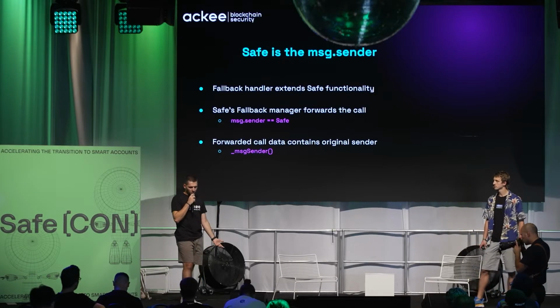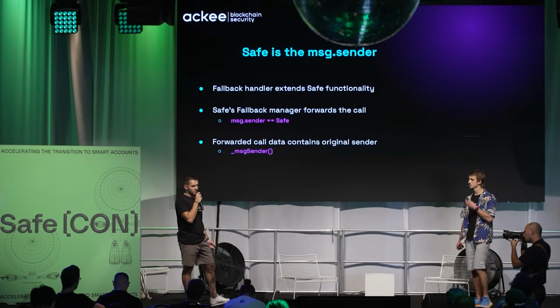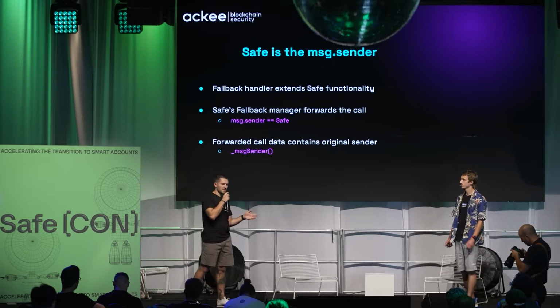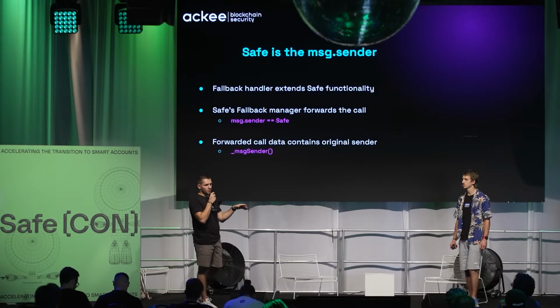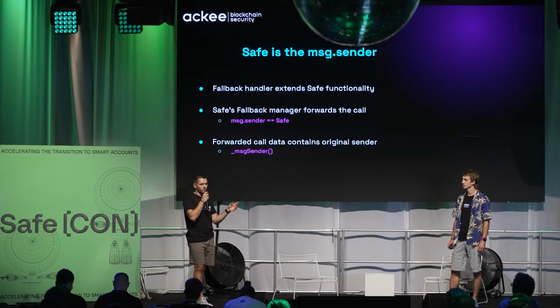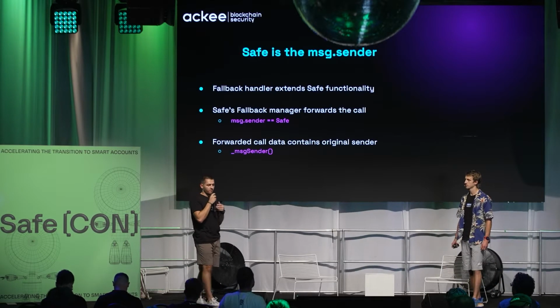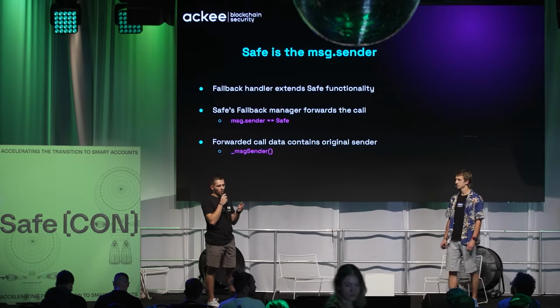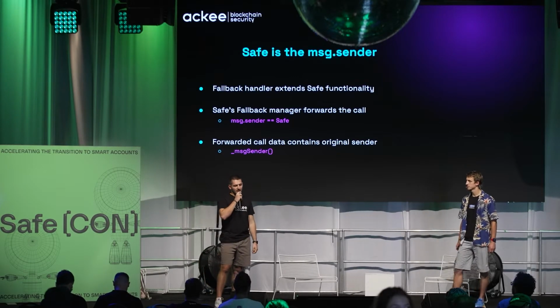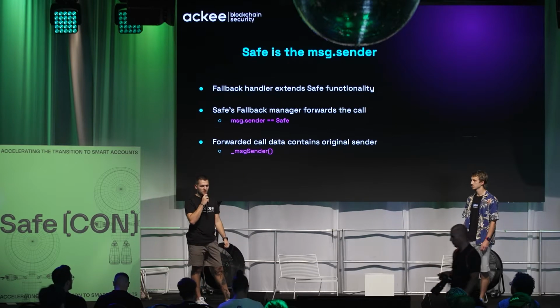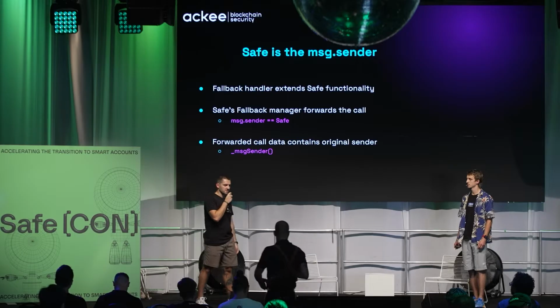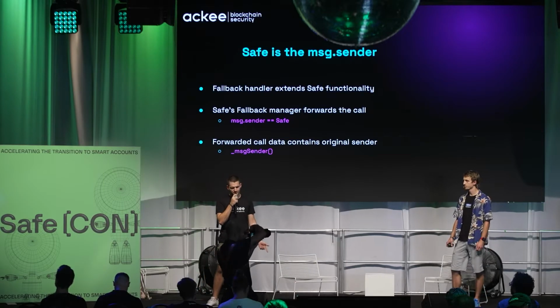So what's the flow of using it? We basically call the Safe address with a function that's implemented in the fallback handler. Because this function is not included inside the code of the Safe, the call will fall into the fallback. The fallback of the Safe will forward the call to the fallback handler. At this time, inside the fallback handler, if we use message.sender, message.sender is the Safe. It's not the original sender.